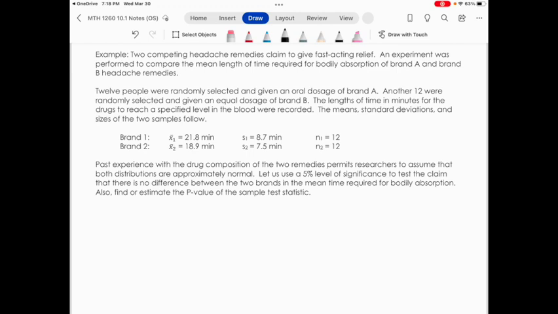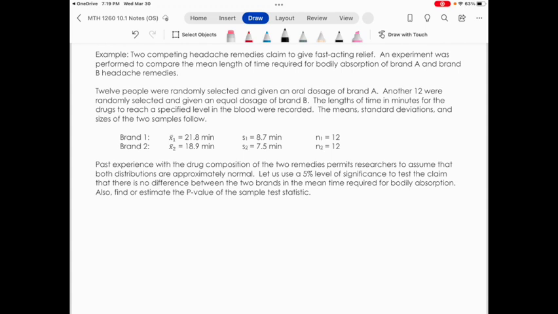The first example says, 2 competing headache remedies claim to give fast-acting relief. An experiment was performed to compare the mean length of time required for bodily absorption of brand A and brand B headache remedies. 12 people were randomly selected and given an oral dosage of brand A, and another 12 were randomly selected and given an equal dosage of brand B.